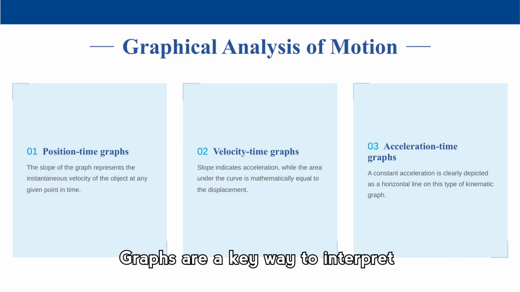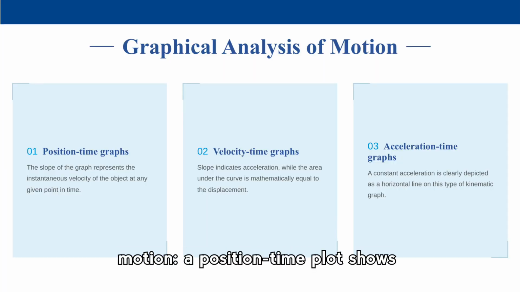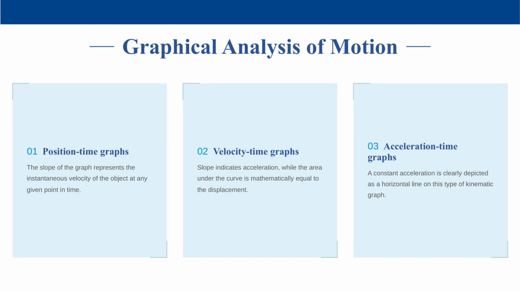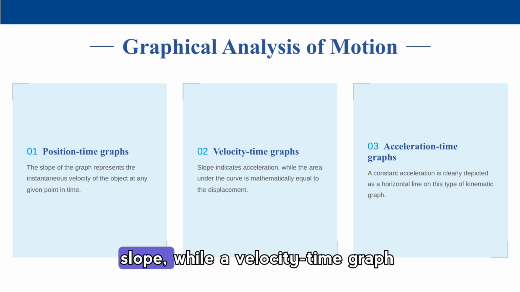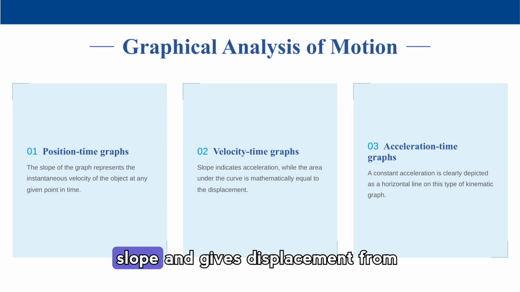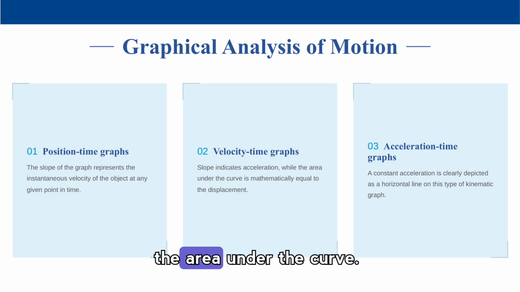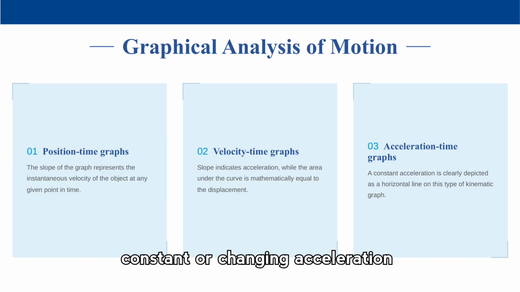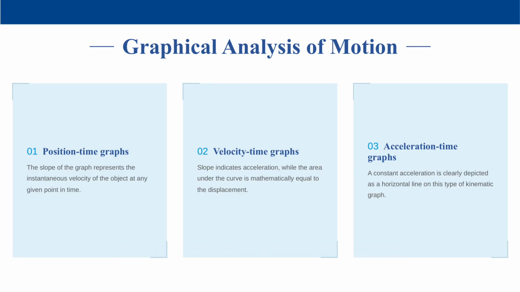Graphs are a key way to interpret motion. A position time plot shows where an object is and yields instantaneous velocity from its slope, while a velocity time graph makes acceleration obvious from slope and gives displacement from the area under the curve. Acceleration time graphs highlight constant or changing acceleration directly. Reading slopes and areas turns visual data into quantitative insight.